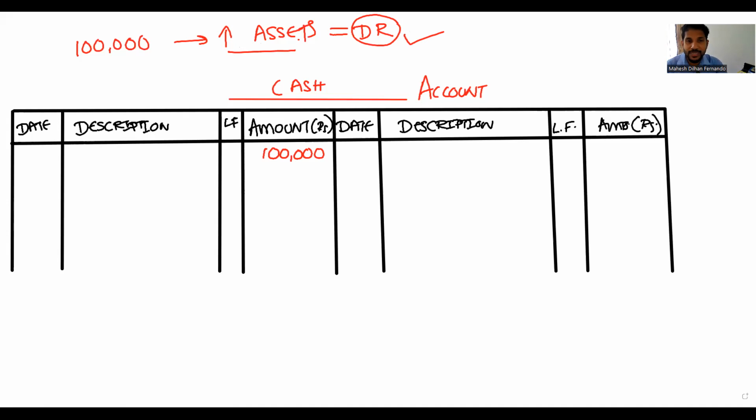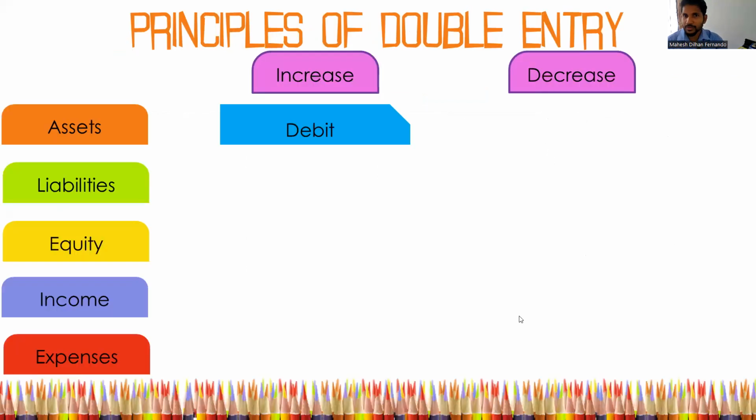Then what has to be the decrease? If increase is debit, what should the decrease be? Anybody in the class? Duniti? Dinel, Shanuk, Vibu. If increase is debit, what should be the decrease in assets? Yes. Decrease in assets should be credit. Asset increase debit, asset decrease credit.